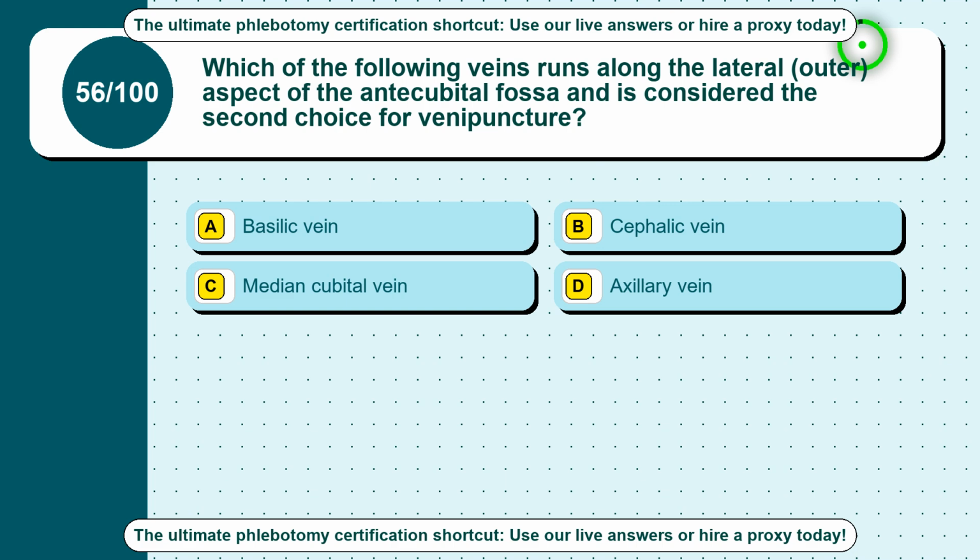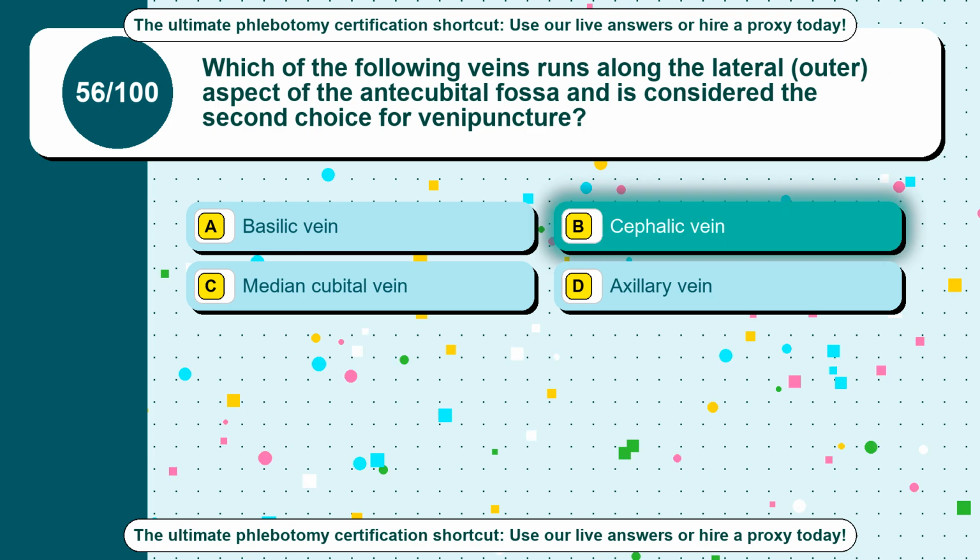Question 56. Which of the following veins runs along the lateral, outer, aspect of the antecubital fossa and is considered the second choice for venipuncture? Option A, basilic vein. Option B, cephalic vein. Option C, median cubital vein. Option D, axillary vein. The correct answer is option B, cephalic vein.